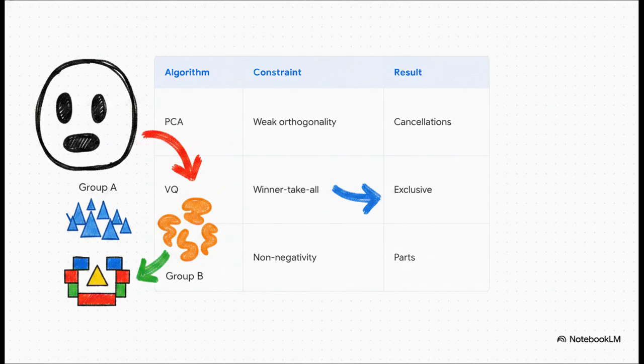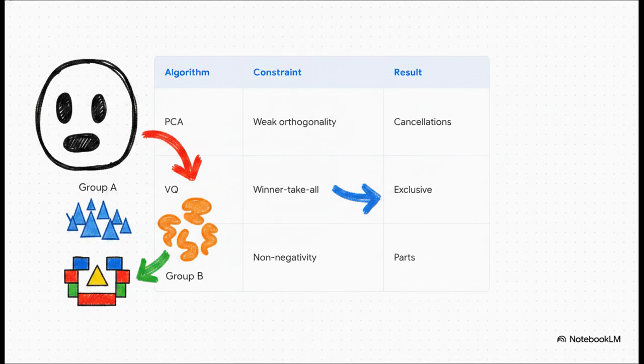To really appreciate the solution, we kind of have to look at how older algorithms worked. For a long time, the go-to was stuff like principal components analysis, or PCA. Now, PCA enforces a weak orthogonality constraint. It allows both positive and negative numbers, meaning it uses cancellations to generate variability. It's kind of like trying to draw a face by taking an average blurry blob and then subtracting a nose to make eyes. It's highly distributed, sure, but it is super unintuitive.